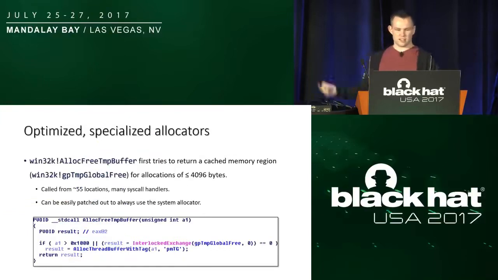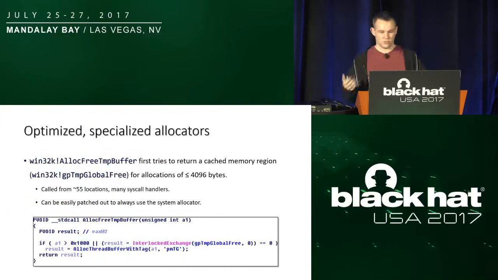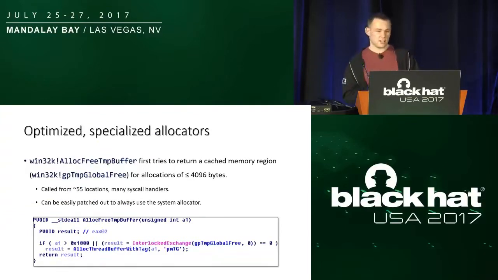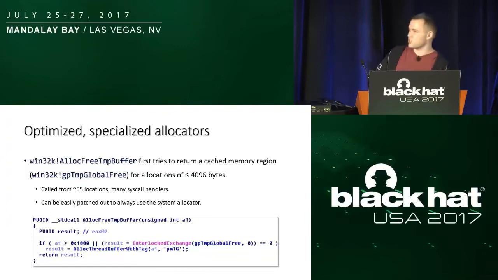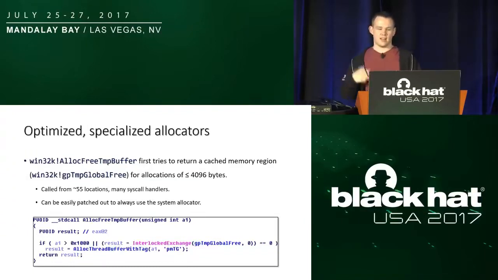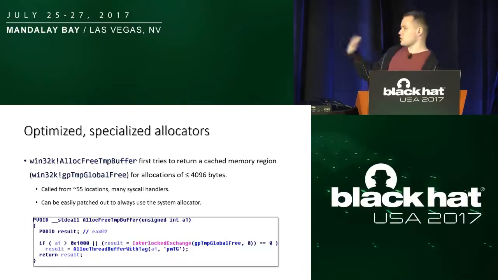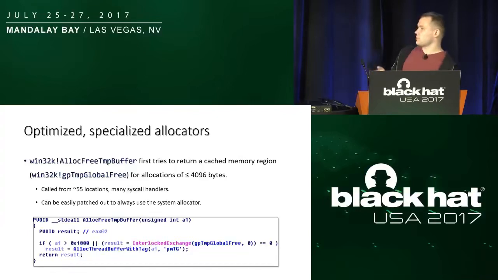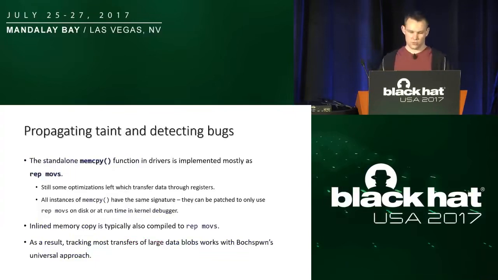Unfortunately, there are some corner cases which we also have to take into account in order to find all of the bugs. So, for example, in Windows, we have some optimized specialized allocators, such as the one used by Win32k. So there is this allocator which, first of all, tries to return a cached memory region that is pre-allocated, and only after it is busy, the actual Windows kernel allocator is used. And it's called from quite a few locations, so we have to take care of that. But what we can do is we can just simply patch this function to always use the system allocator instead, and we're good to go.